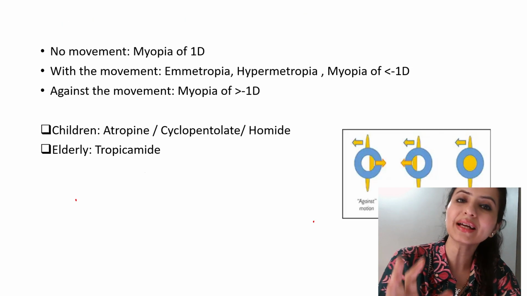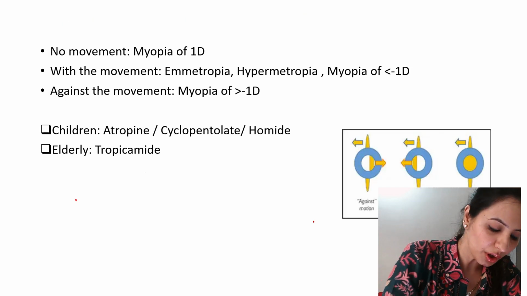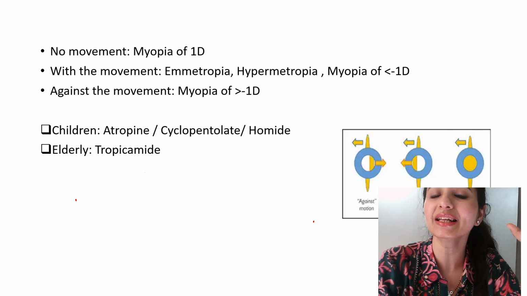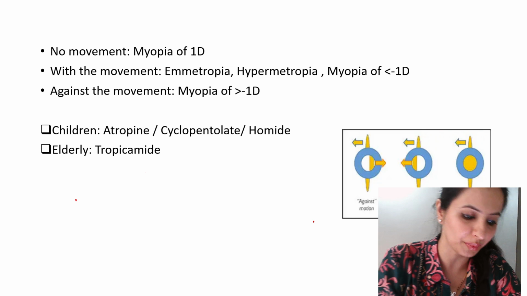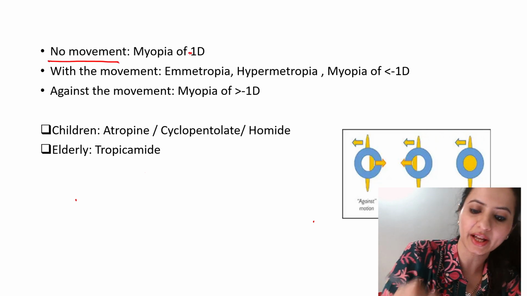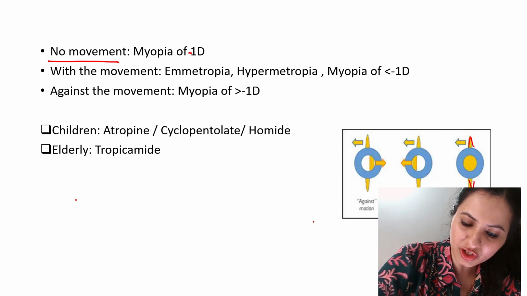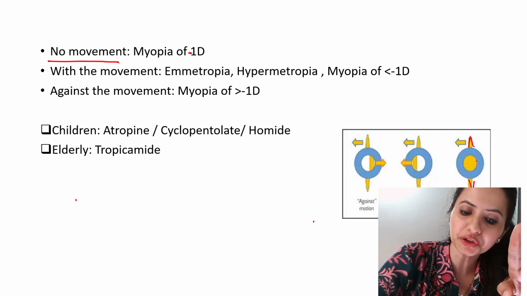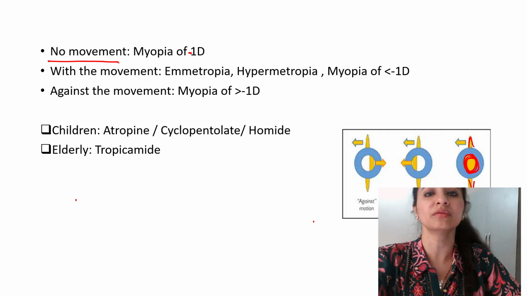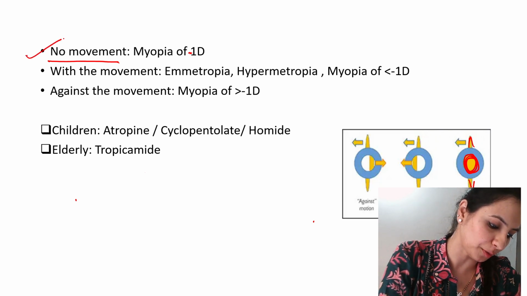Now, what are the different kinds of movement that we can have here? So, either the red reflex will be stationary, that is it will have no movement. So no movement suggests myopia of -1 diopter. If you look here, this is your streak of light, it is filling the whole of the pupil and there is no movement of the red reflex. So that will suggest a myopia of -1 diopter.